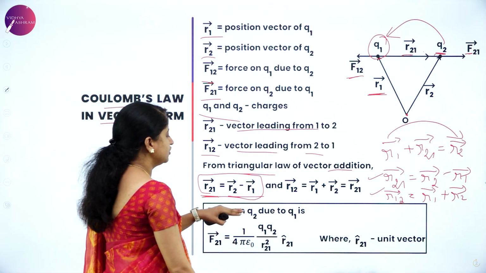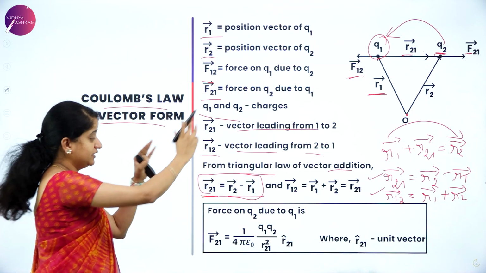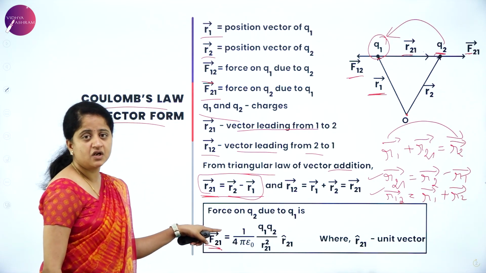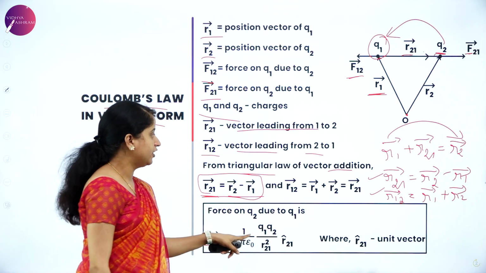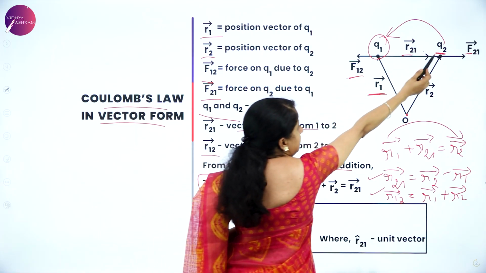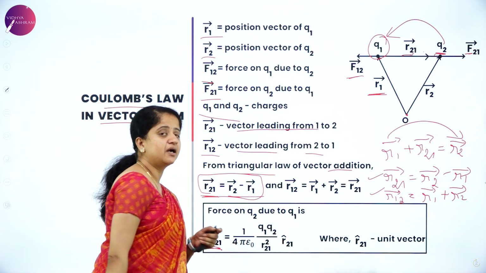Now, force on Q2 due to Q1. We have to write Coulomb's law between these two charges, that is F21 is equal to, according to Coulomb's law, 1 by 4 pi epsilon naught, Q1 and Q2 divided by the distance between them, that is R21 square, into the unit vector R21 cap.